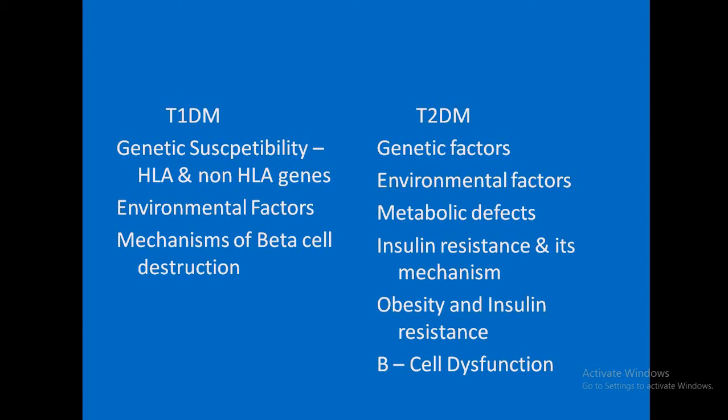Under type 1 diabetes we will discuss genetic susceptibility, HLA and non-HLA gene influence, environmental factors and mechanism of beta cell destruction. And in type 2 diabetes we will talk about genetic factors, environmental factors, metabolic defects, insulin resistance and its mechanism, obesity and insulin resistance, and beta cell dysfunction.